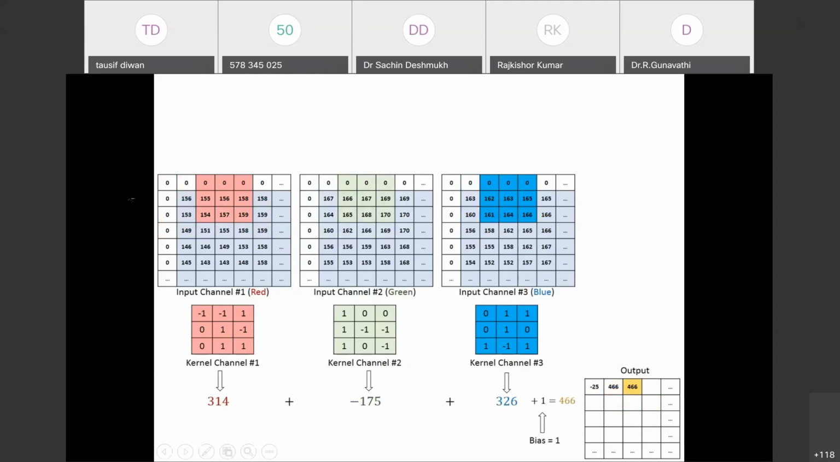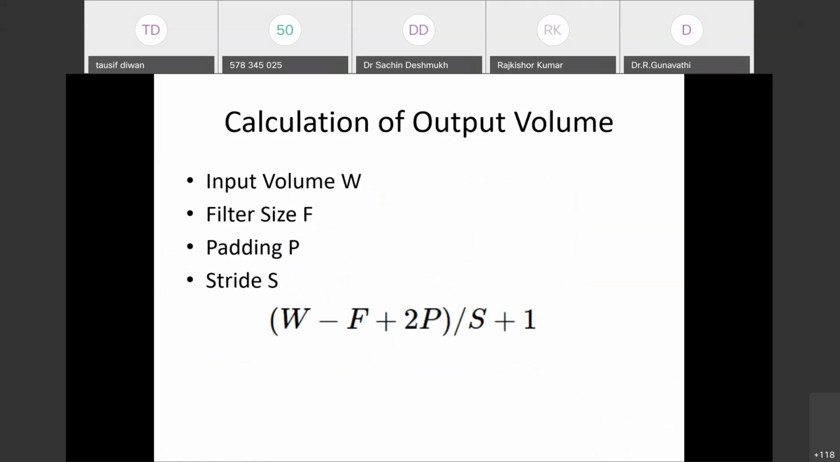If padding is 2, it means that two columns are added on the left hand side and two columns are added on the right hand side. That's why, if you look at this formula, W minus F plus 2P. If P is equal to 1, it means one column on the left hand side, one column on the right hand side. If P is equal to 2, it means two columns on the left hand side, two columns on the right hand side. Is it clear?